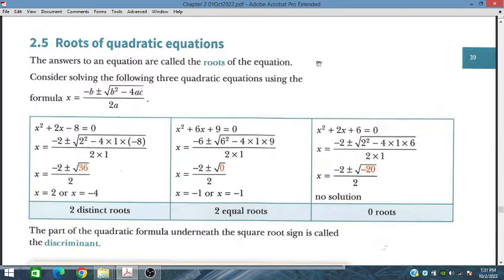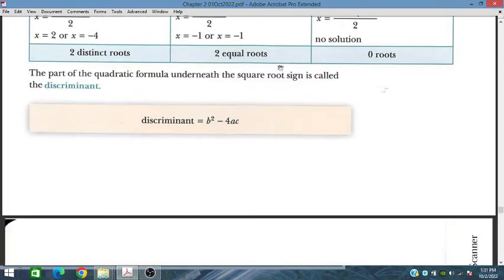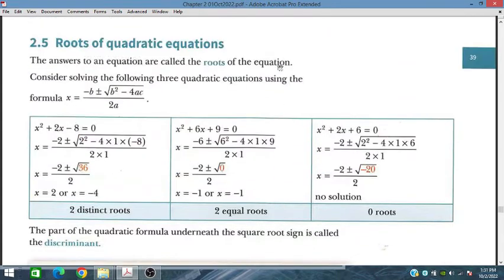Bismillahirrahmanirrahim. Today we are starting section 2.5, that is roots of quadratic equations for the additional mathematics course. Here we have a discriminant term. This is the quadratic formula. The square root term, b square minus 4ac, is the discriminant.